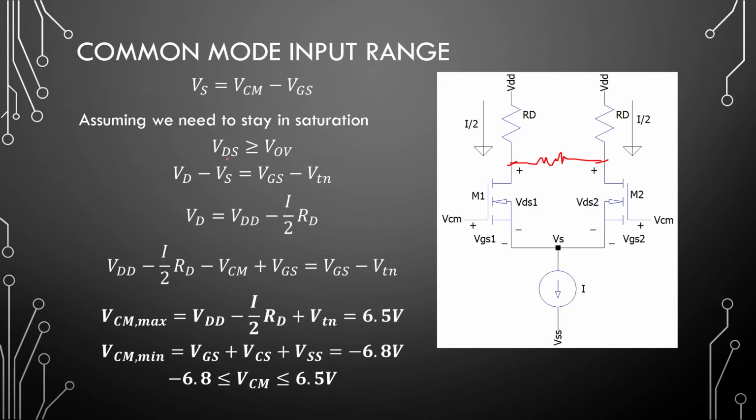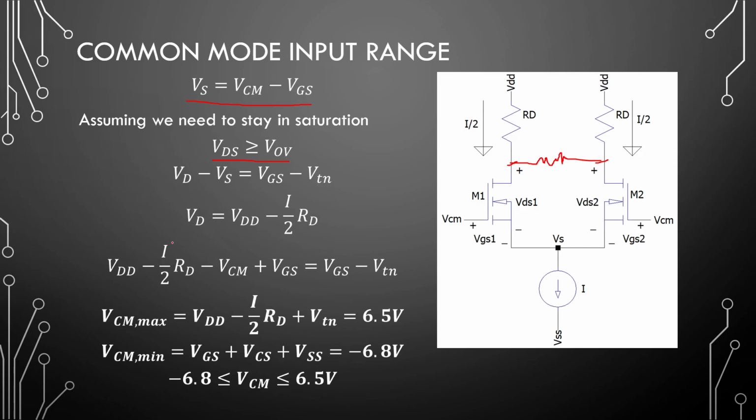Okay, so to find our common mode input range, we need to see how far we can push these transistors until they are not in the saturation region anymore, or until we drive ourselves into one of the rails. So let's define Vs as our common mode minus our VGS. We also know that our drain source voltage should be larger or equal to our overdrive voltage. So our VDS can be split up into our drain voltage minus our source voltage, and our overdrive voltage is our gate source minus our threshold.